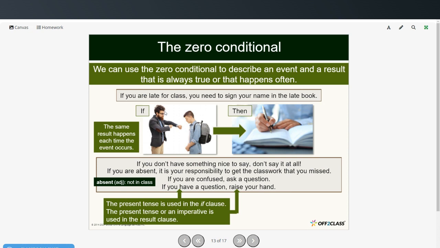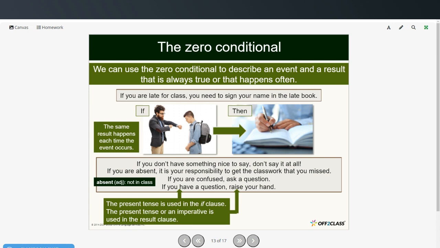All right, now we're going to talk about the 0 conditional. We use the 0 conditional to describe an event and a result that is always true or that happens often. So if you are late to class, you need to sign your name in the late book. So the same result happens each time the event occurs.